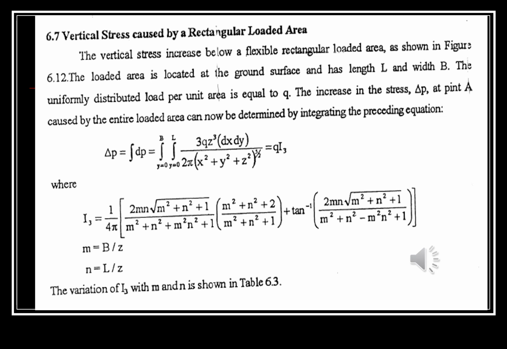So in this case, delta P is the integration of dB. So you see the double integral. In this case, we can substitute the parameter values, I3 value, M value, N value. So the variation of I3 with M and N is shown in table 6.3.